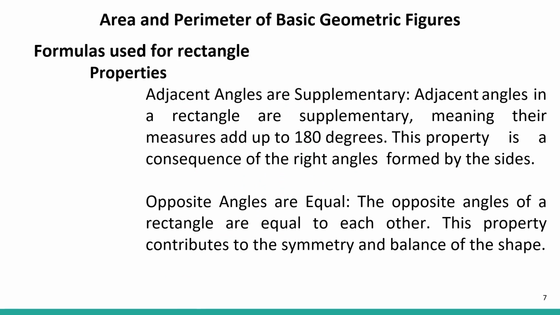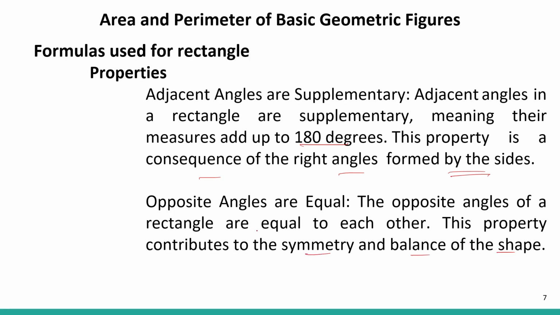So let's see some other properties of a rectangle. Adjacent angles are supplementary. The adjacent angles of a rectangle are supplementary, meaning their measures add up to 180 degrees. This property is a consequence of the right angles formed by the sides. And opposite angles are equal. The opposite angles of a rectangle are equal because all the angles are 90 degrees. This property contributes to the symmetry and balance of the shape.